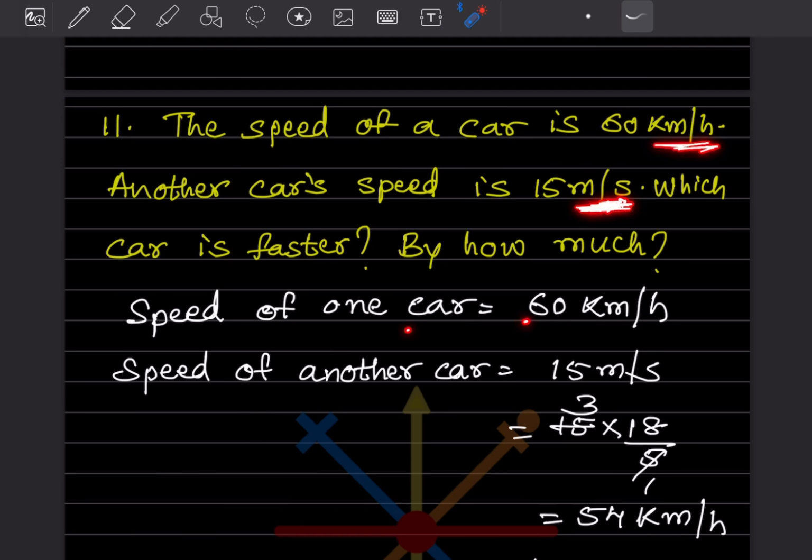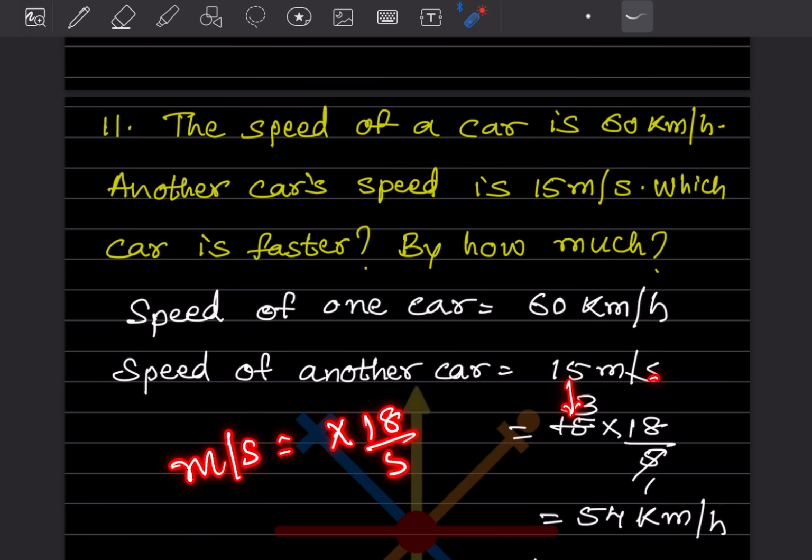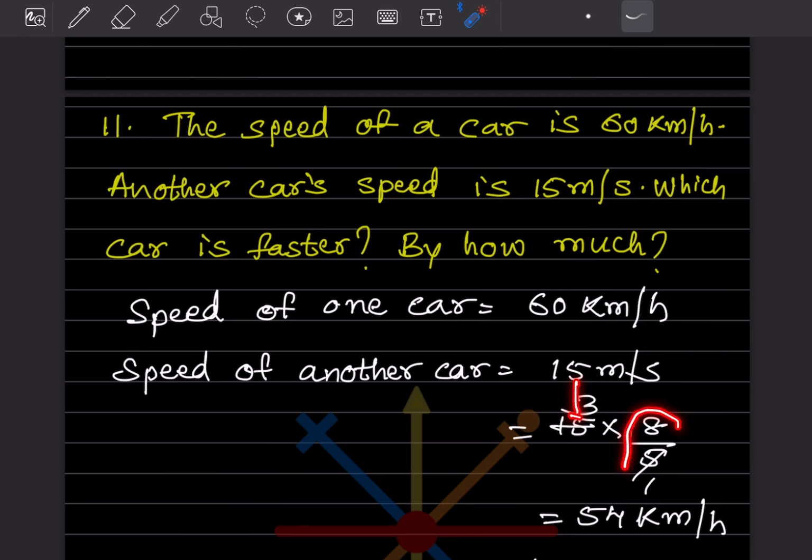So the speed of one car is given as 60 km per hour and the speed of another car is 15 meter per second. I have shown the conversion in the previous video. Whenever we want to convert meter per second to kilometer per hour, we have to multiply by 18 by 5. So here, 15 into 18 by 5. That is the rule for how to convert it, and I have also shown you how to get that 18 by 5, so have a look at that video.